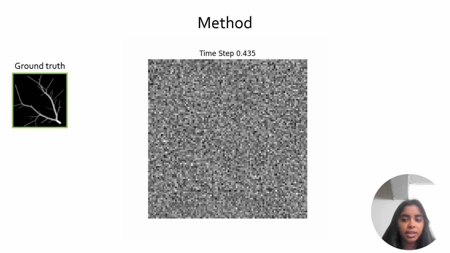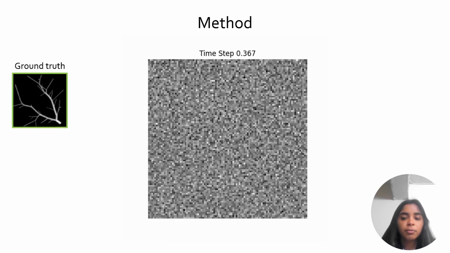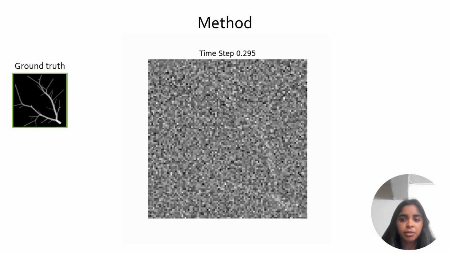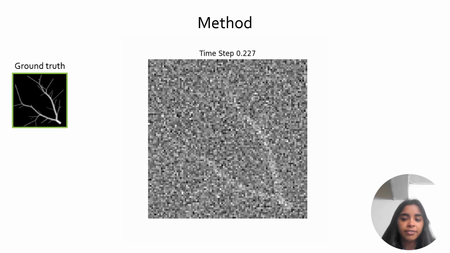Here's a video showing how the image looks throughout the sampling process. For most of the time steps, the image looks like pure noise to the human eye, so we have only included the latter half of the sampling process here.